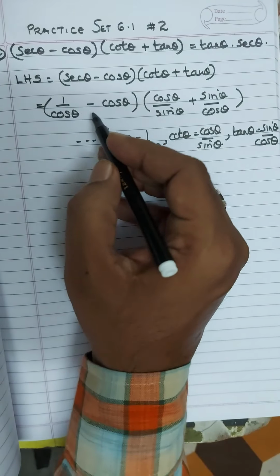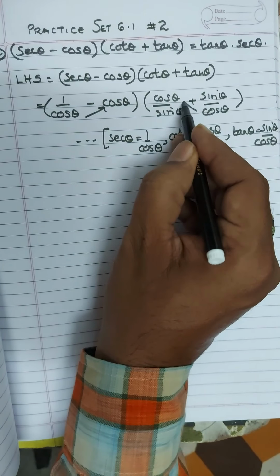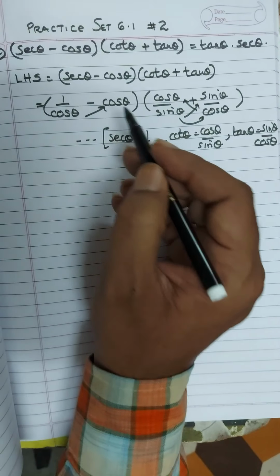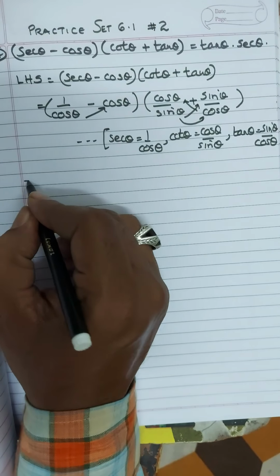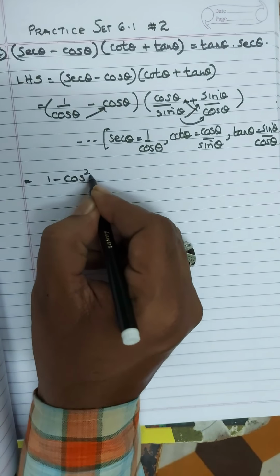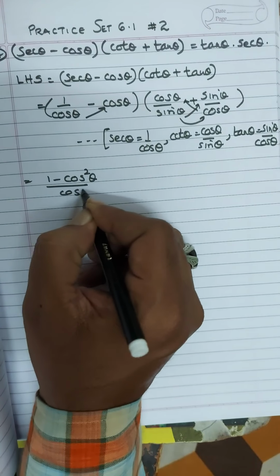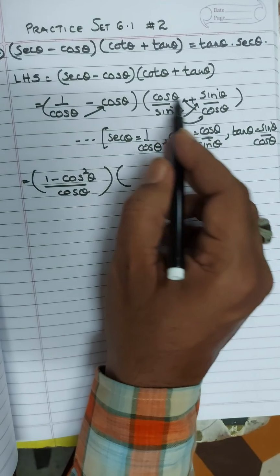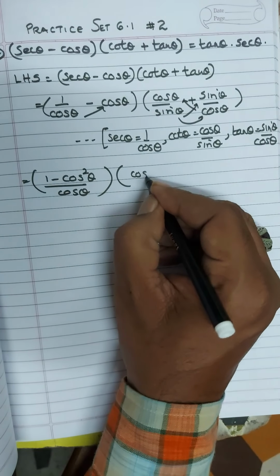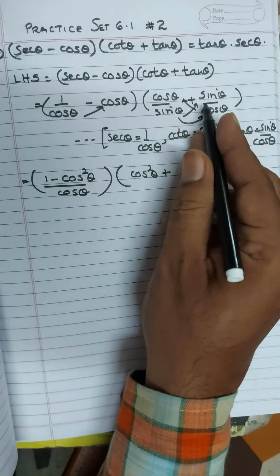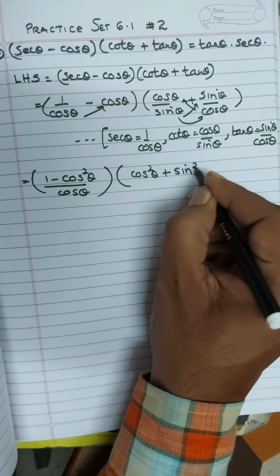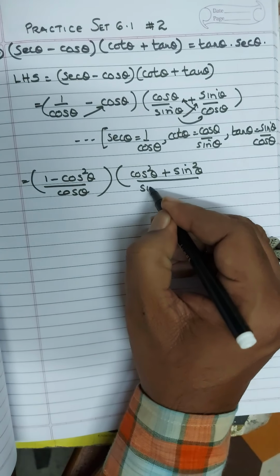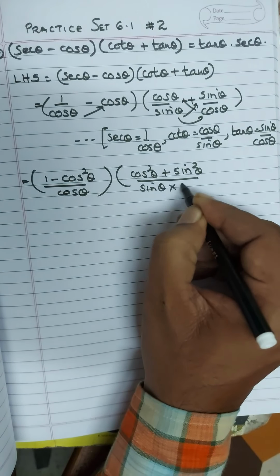Now see here, we need to cross multiply this and this also, in this way. Cos theta into cos theta is cos square theta. So it is (1 minus cos square theta) upon cos theta, we need to write it down, in one bracket. And here also, cos theta into cos theta is cos square theta plus sin theta into sin theta is sin square theta, upon sin theta into cos theta.